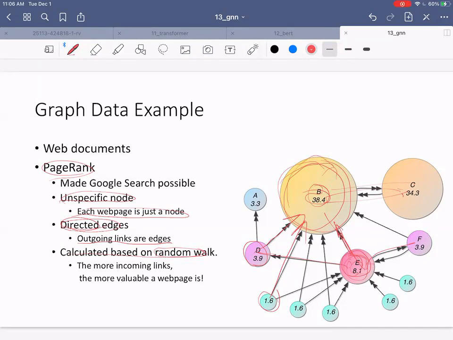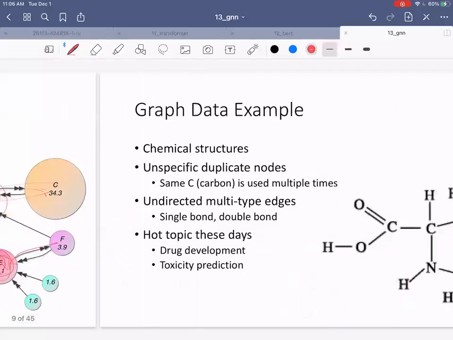A web document with a lot of incoming links will be visited a lot of times, which means that the more incoming links, the more valuable a web page is. So basically, that's how you calculate the PageRank. So web documents are graph data.